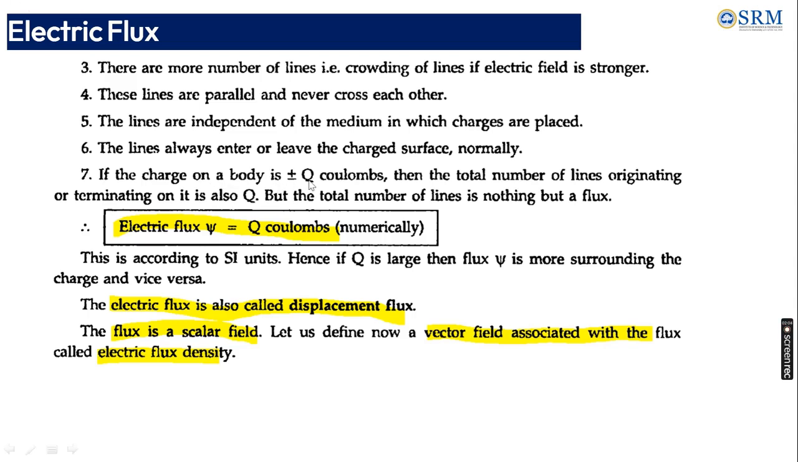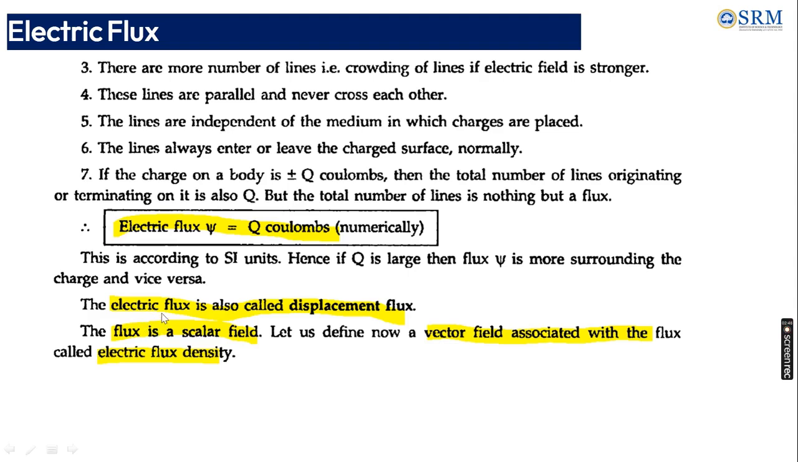If the charge on a body is plus or minus q coulombs, then the total number of lines originating or terminating on it is also q. We just now saw that the total number of lines is nothing but flux. So electric flux is equal to the charge present, the charge in coulombs. If the charge is large, then the flux is also more around that particular charge.